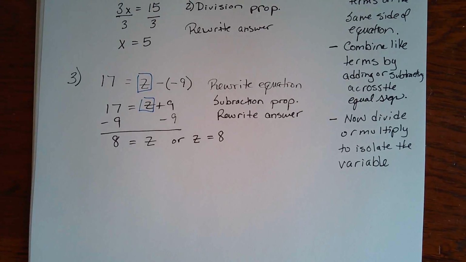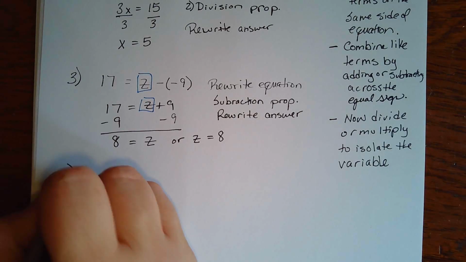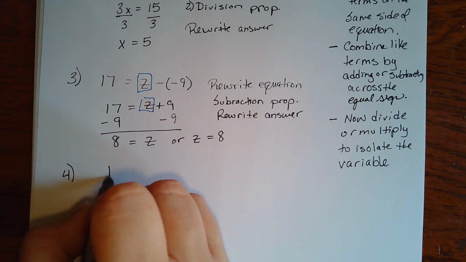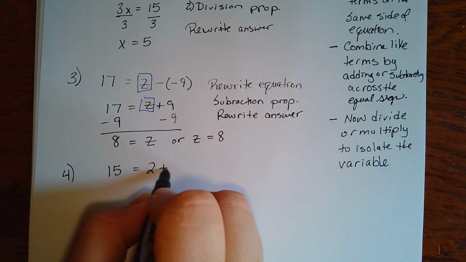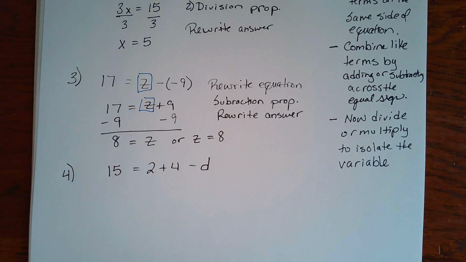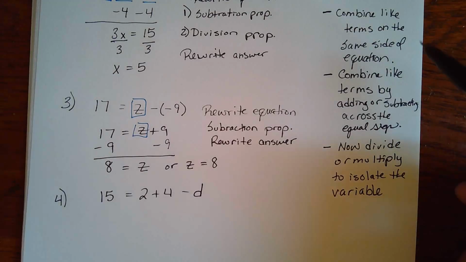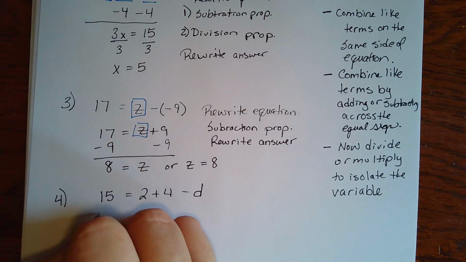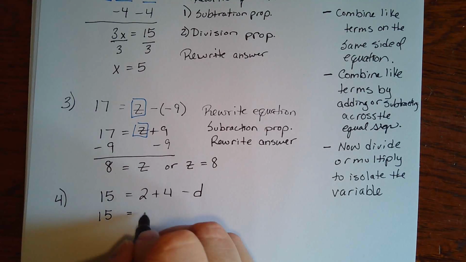So let's look at number 4. For number 4, we have 15 equals 2 plus 4 minus d. All right, this one's got a little more merit to it. In this case, we're going to get to use each one of our steps. So step 1 said combine like terms on the same side of the equation. And that right there is what we're talking about. There's your step 1 up top. So I am going to rewrite this. So we have 15 equals 6 minus d.